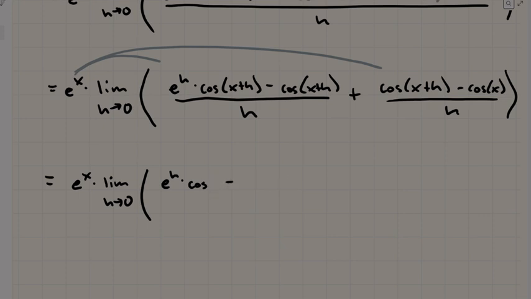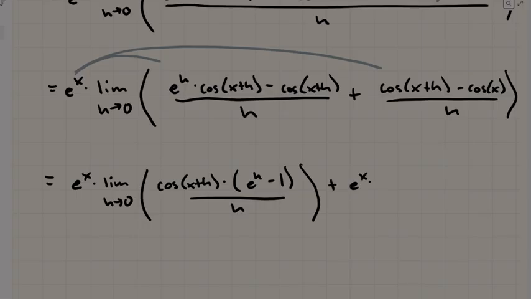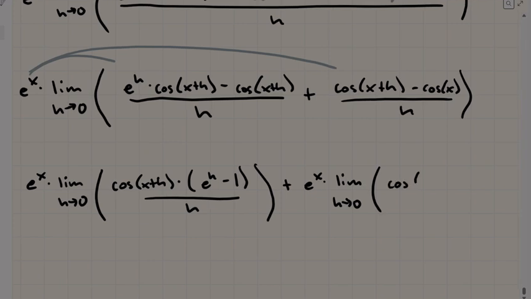And we can go ahead and factor out that cosine x plus h as well while we're here. All right, so cosine x plus h, that'd be e to the h minus 1 over h. Okay, that's the first limit. Now we're going to say plus, and then we still have that e to the x that's multiplied. So now the limit as h goes to 0 of cosine x plus h minus cosine x over h.